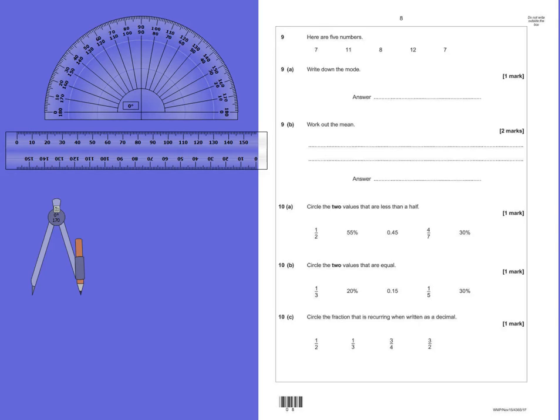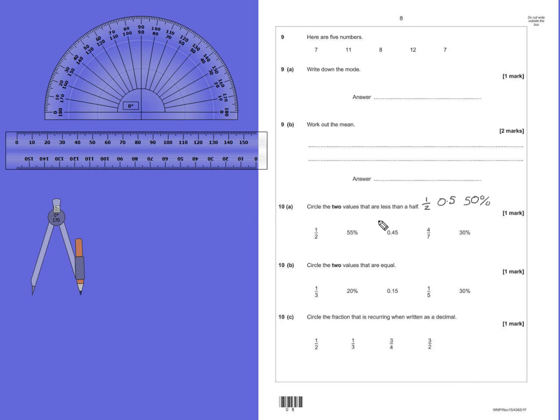Question 10a. Circle the two values that are less than a half. Well, a half can be represented in a few different ways. We can represent it as a fraction, 1 over 2. We could represent it as a decimal. A half of a whole number instead of 1 is 0.5. We can also represent it as a percentage, which is 50%, a half of 100%.